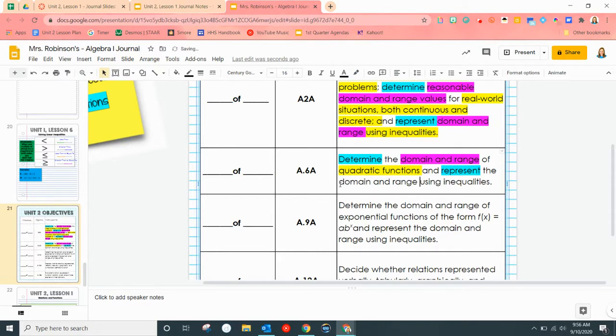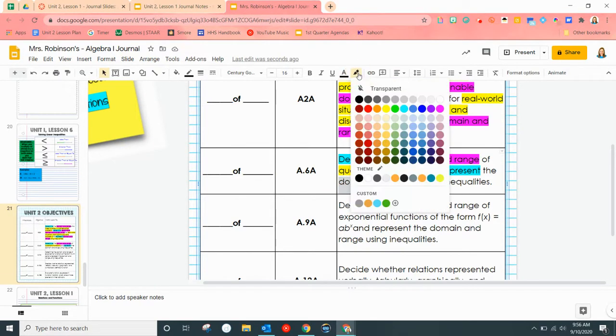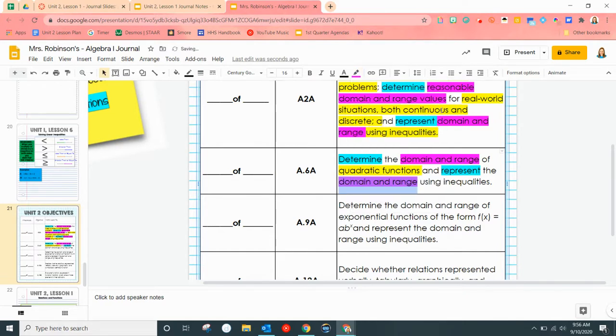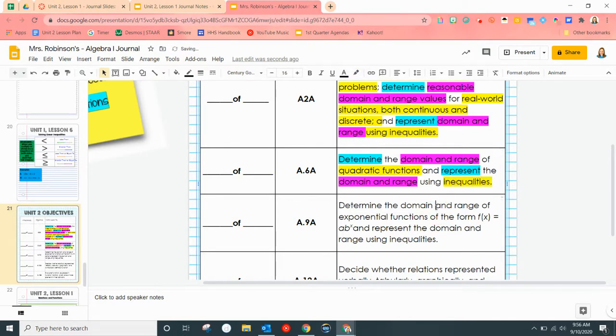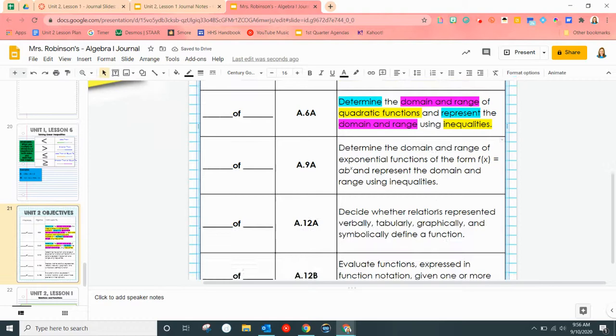And what am I representing? Well, that's my noun, domain and range, and I did those in pink. And I'm going to use inequalities. So that would be in yellow. Maybe I'll do one more for you, because my inequality, that's my description.